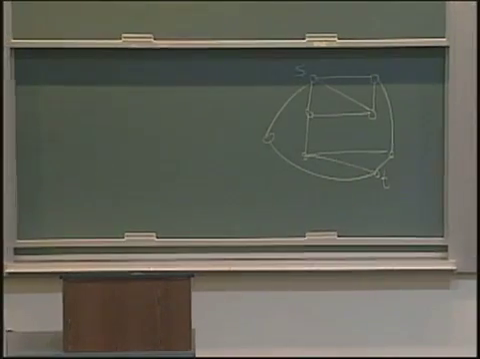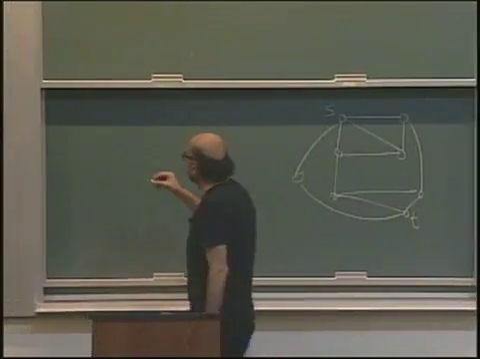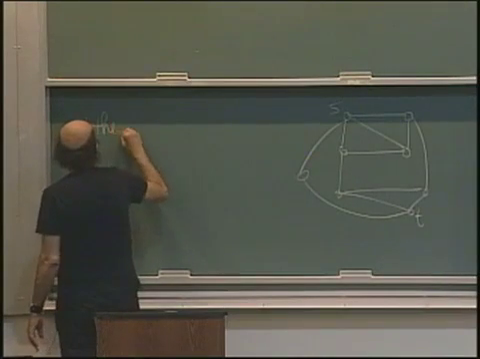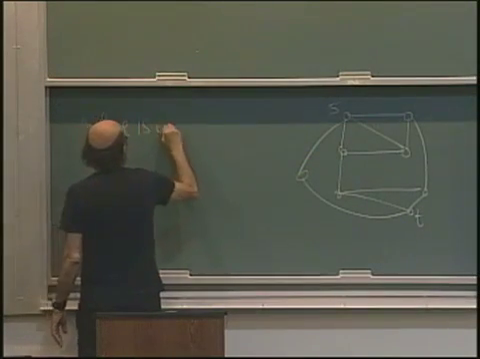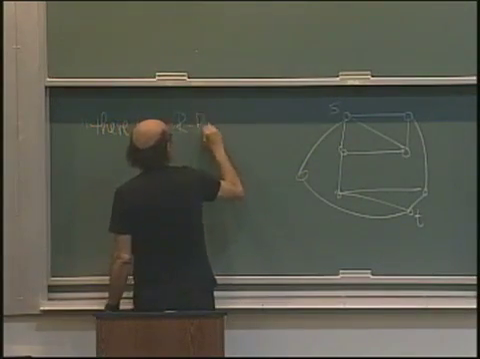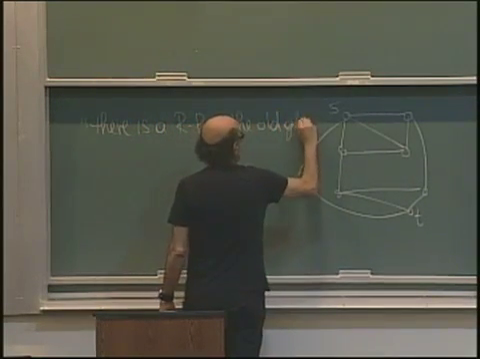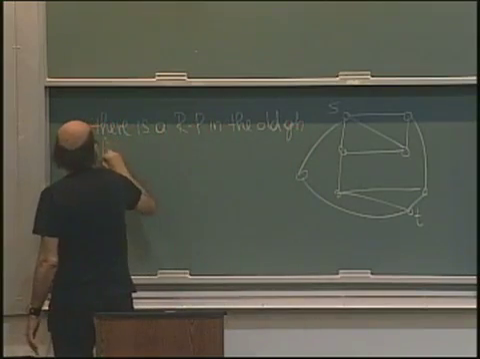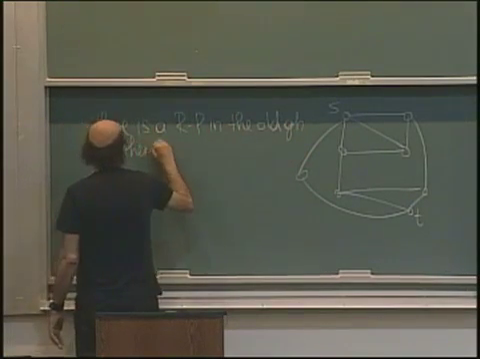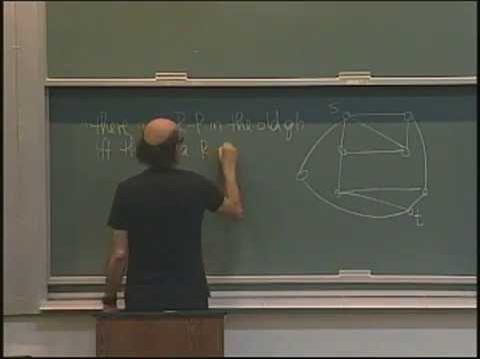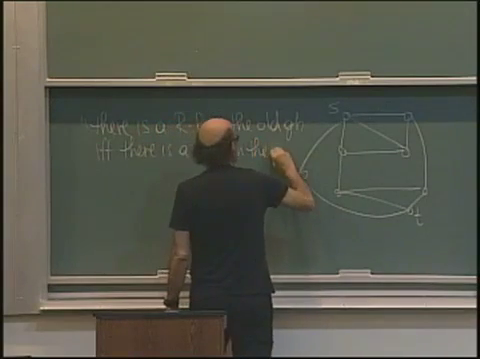So basically what you have to prove is that there is a Rudrata path in the old graph if and only if there is a Rudrata cycle in the new one.